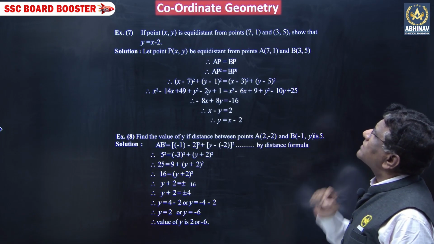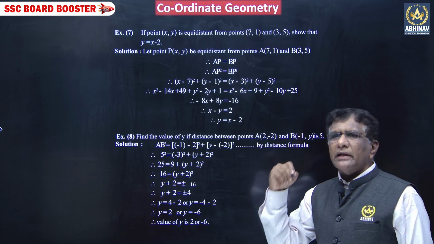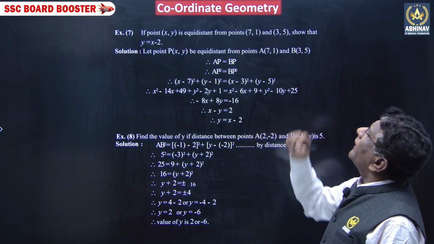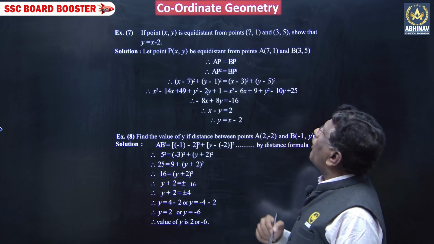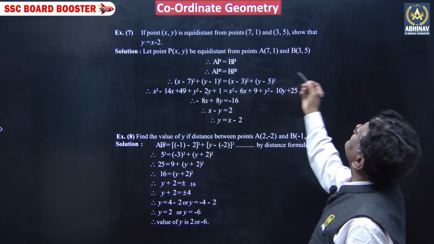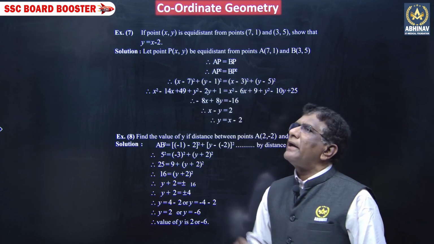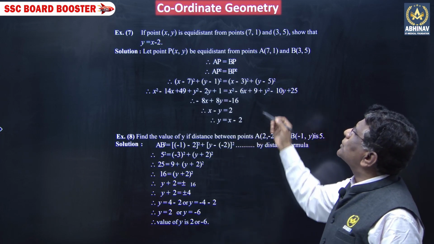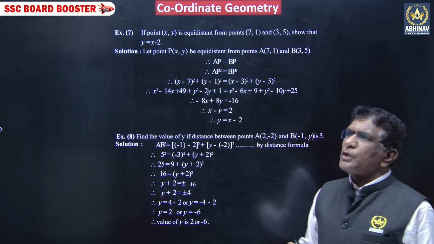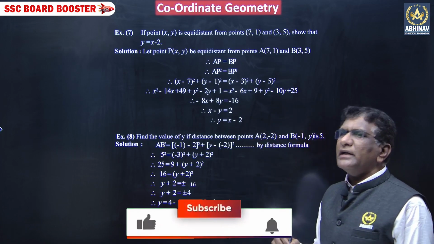Then coming to the next example, this is one of the solved examples given in the textbook. This is the 7th example. See here, a point (x, y) is equidistant from the points (7, 1) and (3, 5). Show that the equation y is equal to x minus 2. See, we have to solve by the distance formula also. Here the distance formula is used, and we have to prove this equation, y is equal to x minus 2.